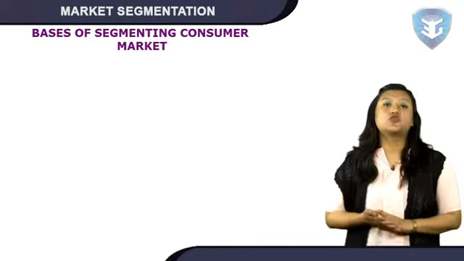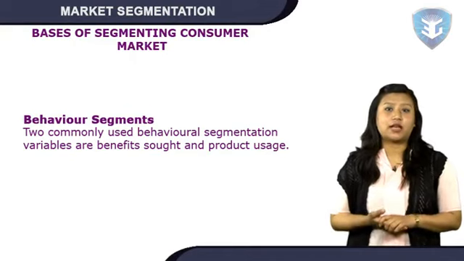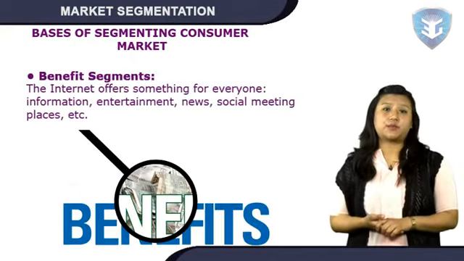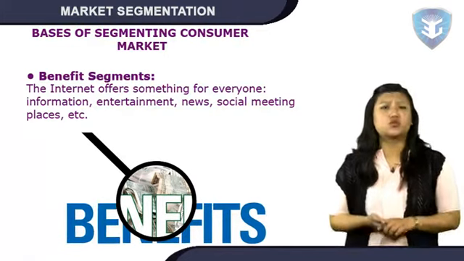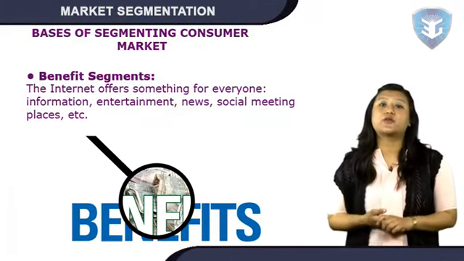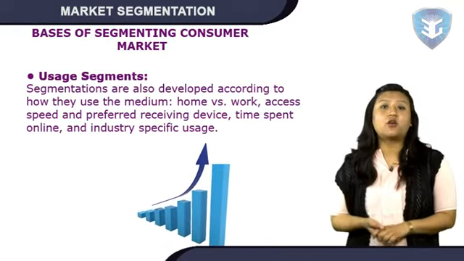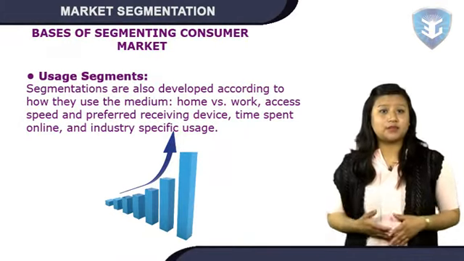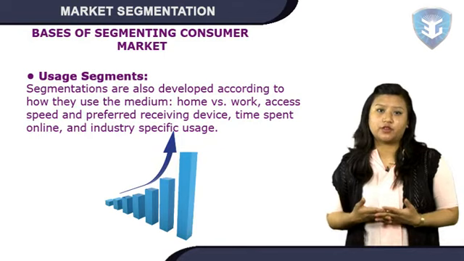Behavior segments. To commonly use behavioral segmentation, variables are benefits sought and product usage. Benefit segment: the internet offers something for everyone: information, entertainment, news, social meeting places, etc. To determine benefit segments, marketers look at what people actually do online. Usage segments: segments are also developed according to how they use the medium: home versus work, access speed and preferred receiving device, time spent online, and industry-specific usage.